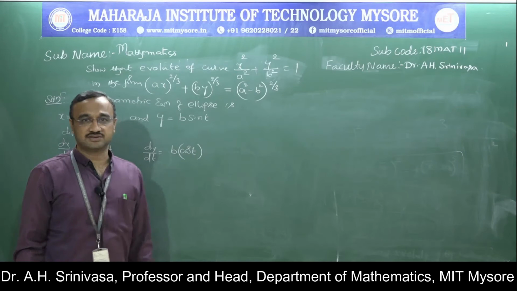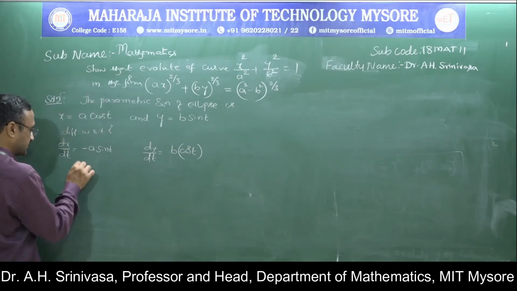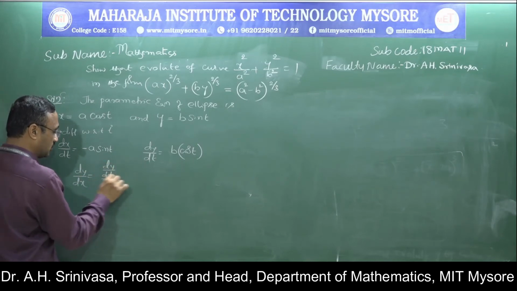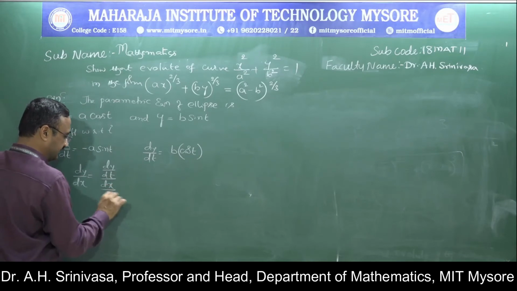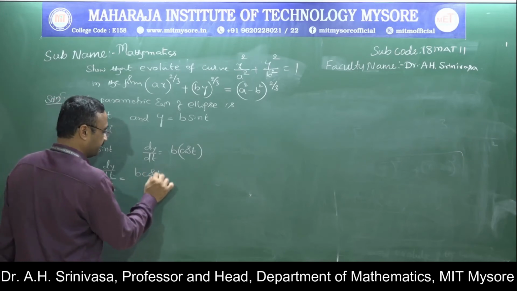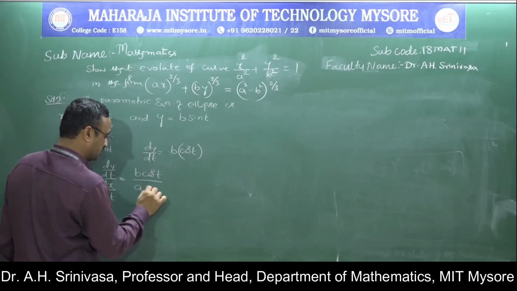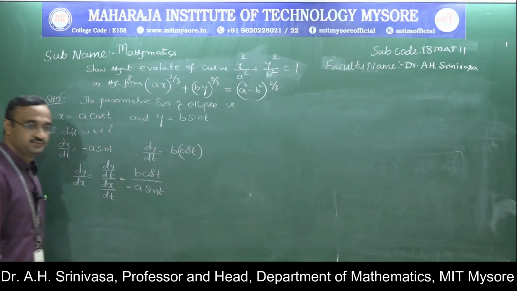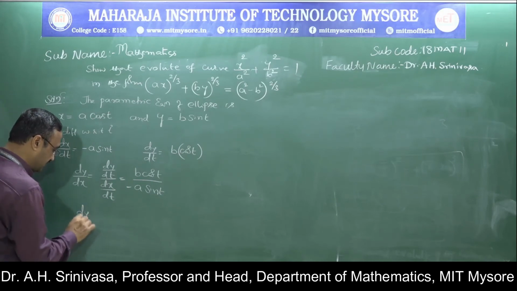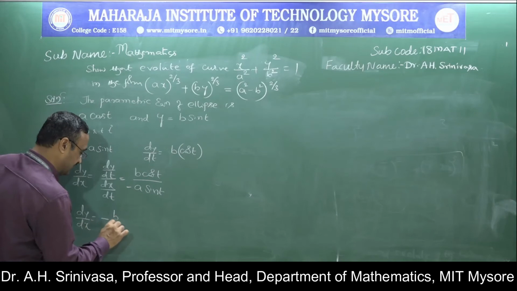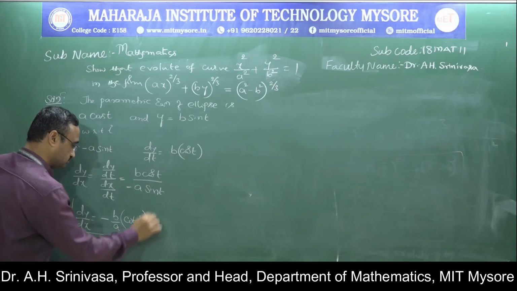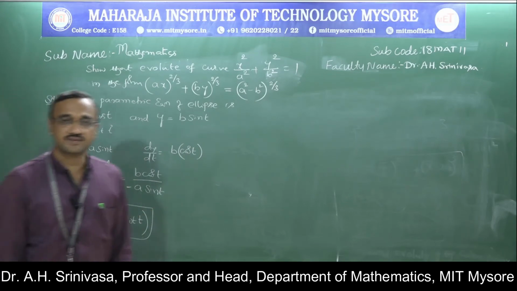Now I want dy by dx. If you want dy by dx, you can write down the equation. dy by dx should be equal to dy by dt, then whole divided by dx by dt. What is your dy by dt? It is b cos t, then whole divided by minus a times sin t. We know that cos by sin is cot. dy by dx should be minus b by a into cot t.